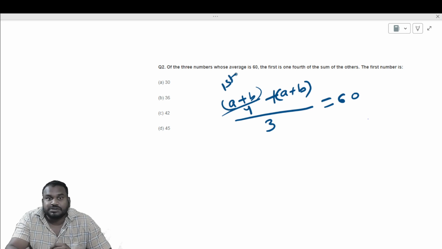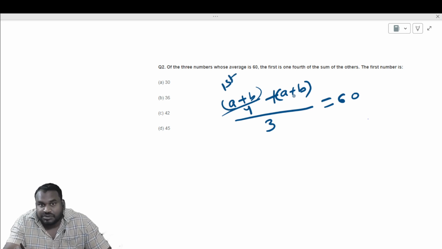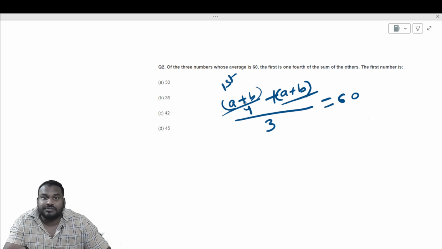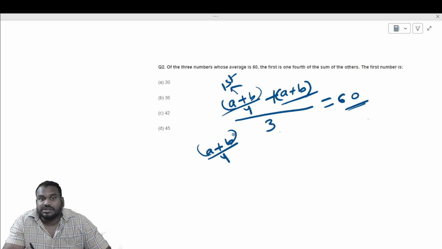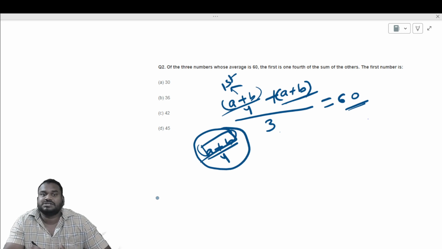This is the first number, because the first number is 1/4 of the sum of the others. The sum of the others is A plus B. So (A plus B) by 4 is nothing but the first number. Divided by 3 will give you the average of all three numbers, which is given as 60. Now you are supposed to find the first number. First number means what? The (A plus B) divided by 4 value you are supposed to find. But to find this value, I need to find out the A plus B value first.